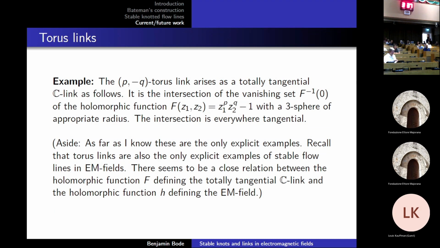Here's one example of this. The P-Q torus link you get as a totally tangential C-link by looking at this holomorphic polynomial Z1 to the P, Z2 to the Q, minus 1. And you need to look at the three-sphere of a certain radius, which will depend on P and Q. And you get this torus link as a tangential intersection. The interesting thing about this is, as far as I know, this is the only family of examples where we know this function capital F. And when you think back to electromagnetic fields, again, we have the situation, we know that it exists for every link, but the only examples that we have are the torus links.